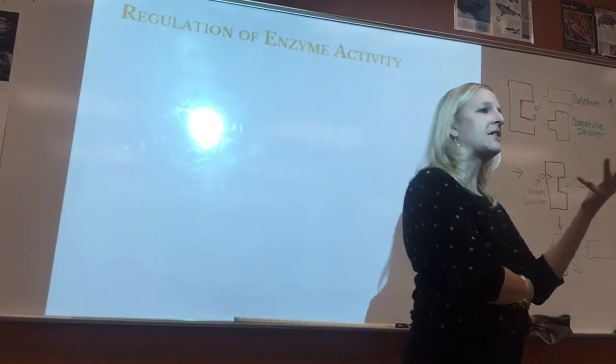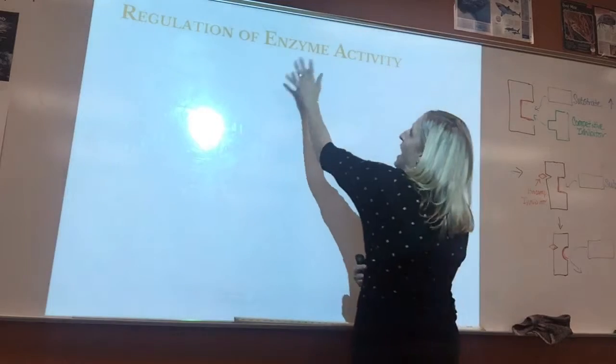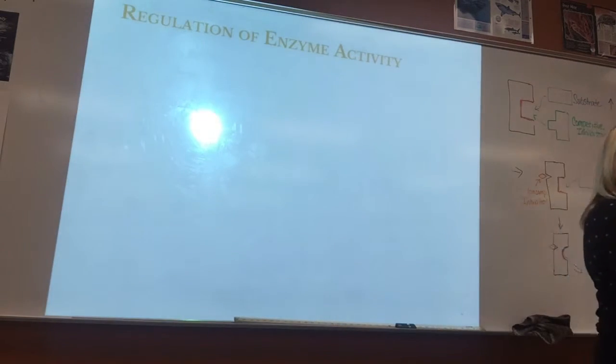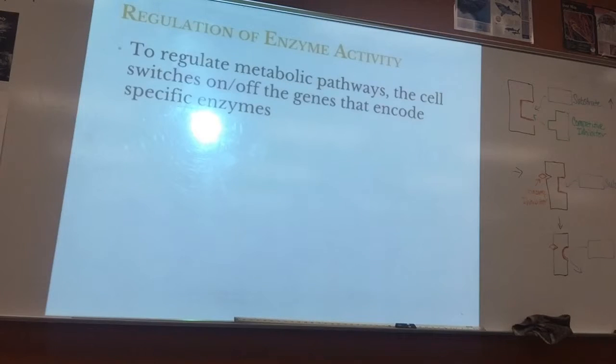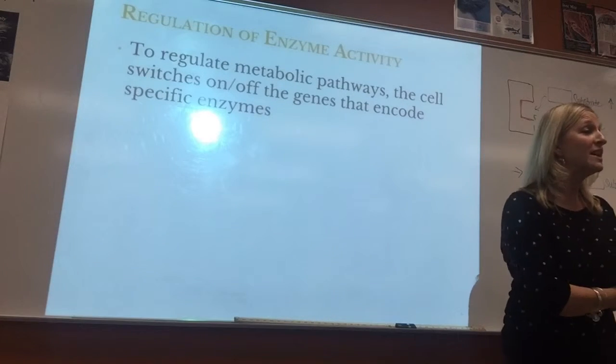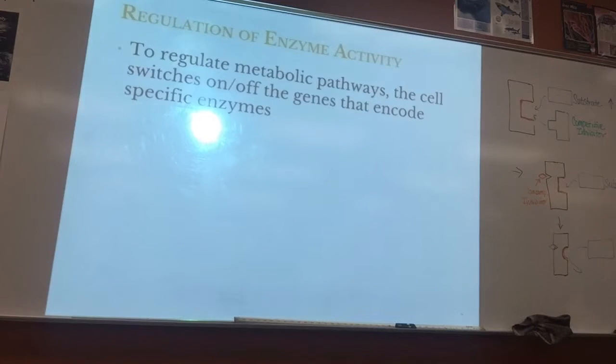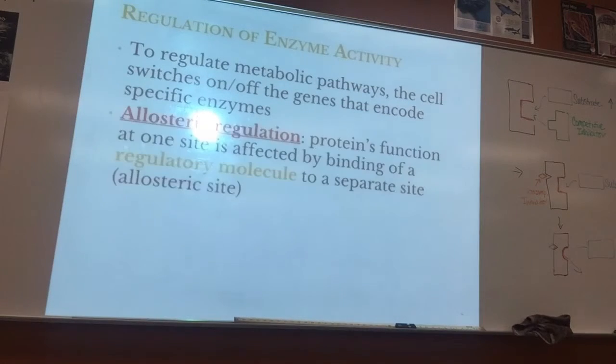And so we have to have a way to regulate enzyme activity, for enzymes to work sometimes and not at other times, so that we're not wasteful. So that's what we're going to look at. To regulate metabolic pathways, the cell switches on and off the genes that encode specific enzymes. So we can turn genes on and say, we're going to make the enzymes now, or we're not going to make the enzymes now. I'm introducing that to you now. When we get to genetics, we'll talk about exactly how that happens.